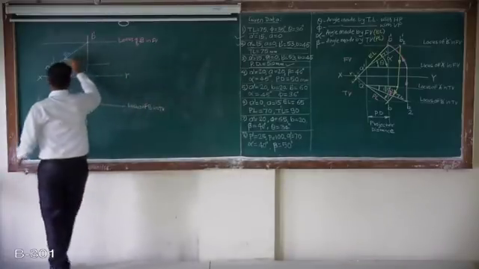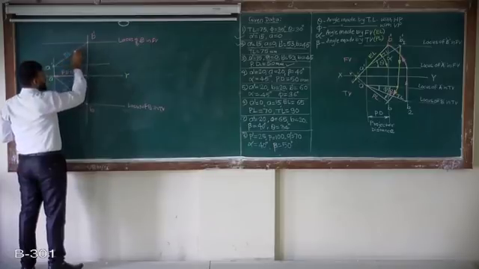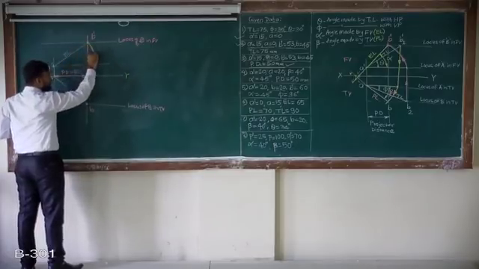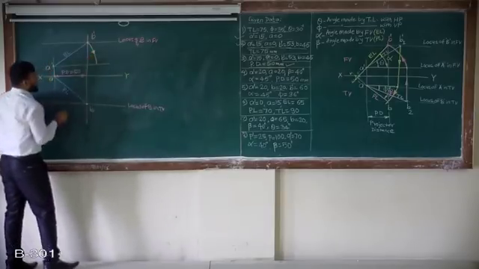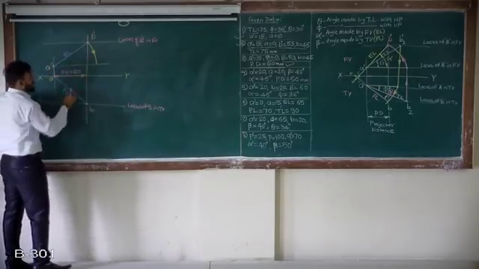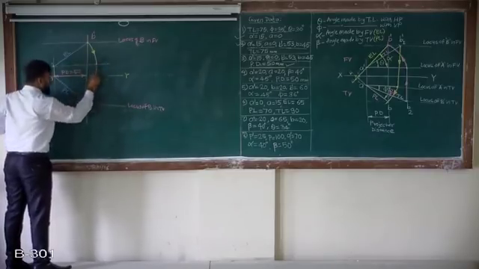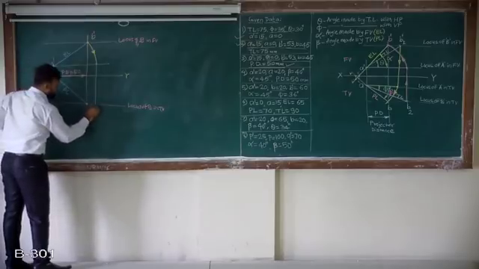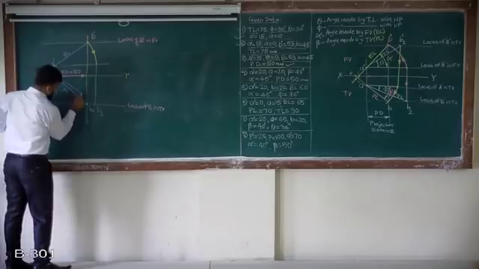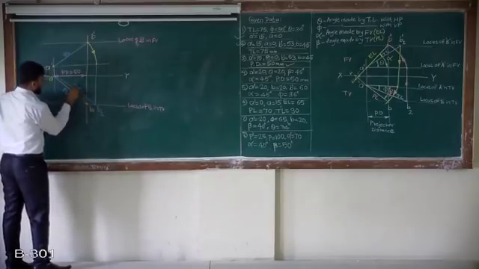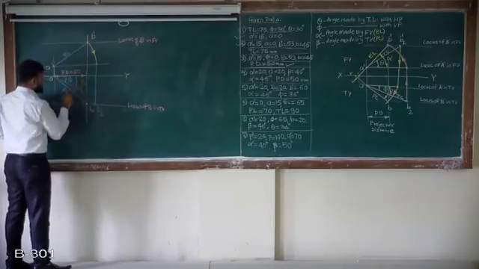So with A dash as center and A dash B dash, the EL, as radius, rotate this, making it parallel to XY. I got this point, and from this take a projector, perpendicular. This point is the true length point B2. Join it. This is the true length. The corresponding angles are phi and this is beta.